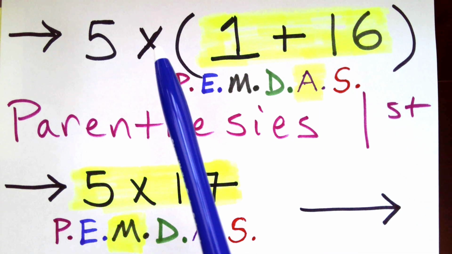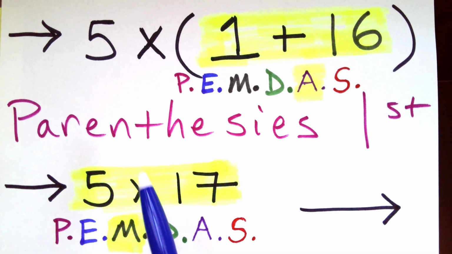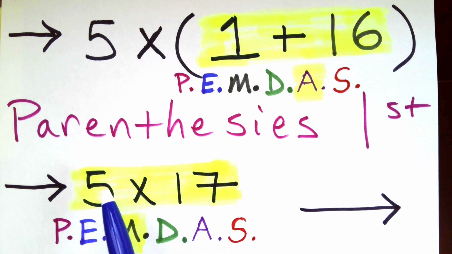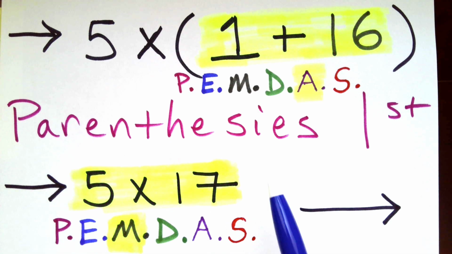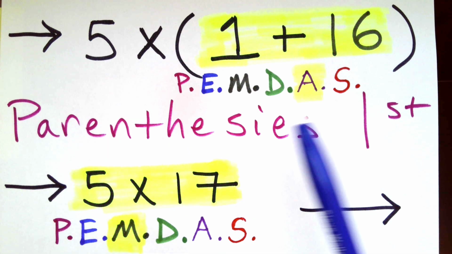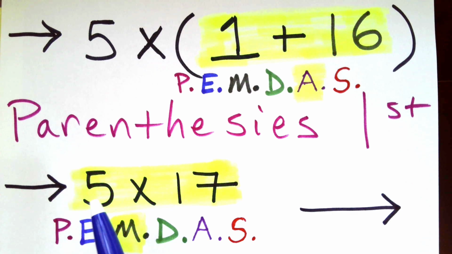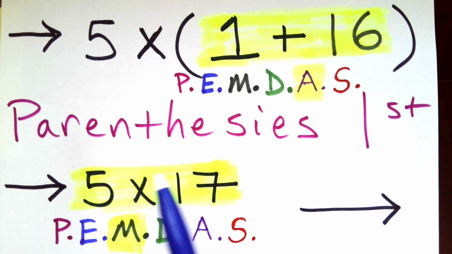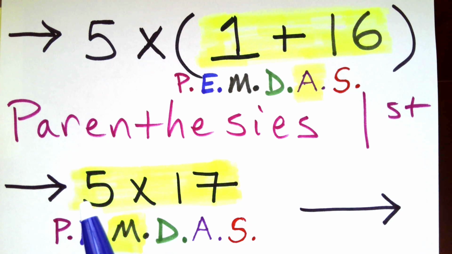What am I going to do? I'm going to bring down the multiplication symbol and rewrite it. I'm going to bring down the 5. Then I'm going to ask myself again, what's first? Parentheses. Do I have any parentheses with this problem? No. Are there any exponents to simplify here with this expression? No. Can I multiply or divide? Yes, I can multiply 5 times 17.